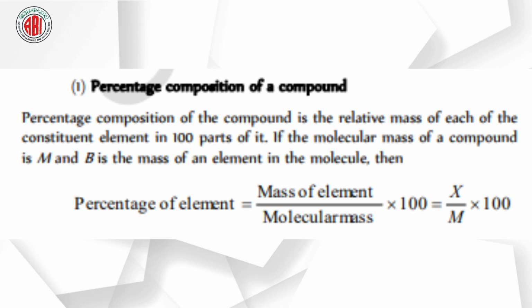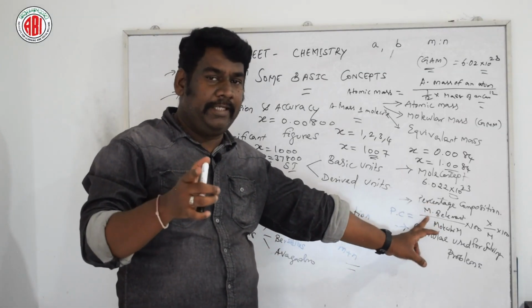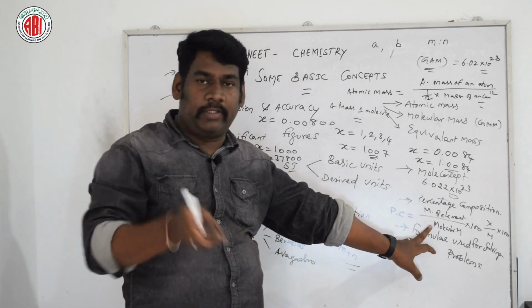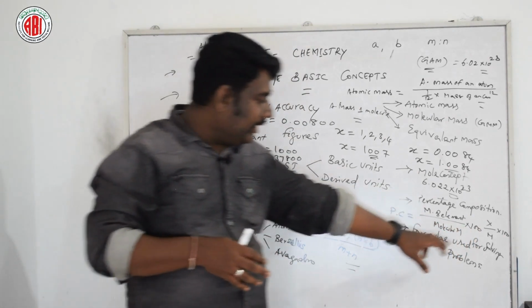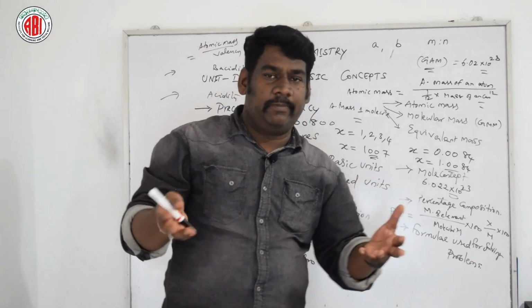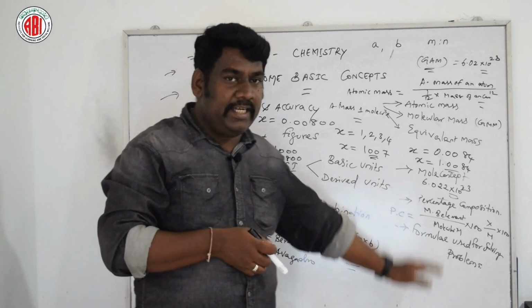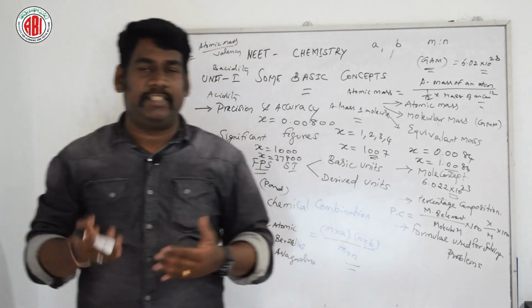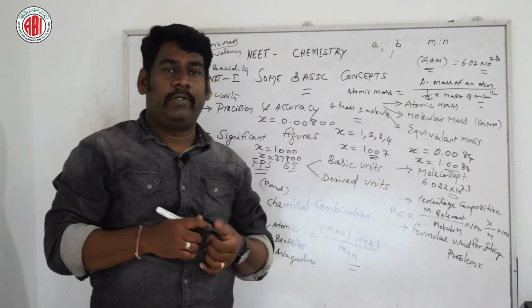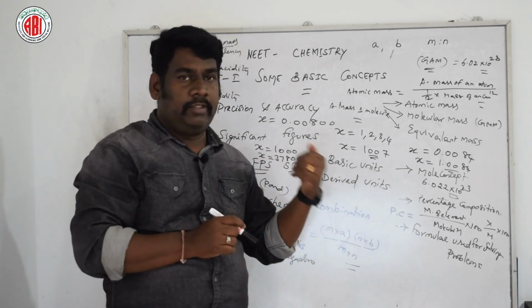Next one is about percentage composition. Usually we are using this formula: percentage composition is equal to the mass of the element by the molecular mass of the total compound into 100. We are using this for percentage. In a simple way, we can write x by m into 100, where x is nothing but the unknown mass of the element in the compound. This is about percentage composition. Again, in this we will discuss in detail mass percentage, volume percentage, mass and mass relationship, volume and volume relationship, and mass by volume relationship. We'll discuss the empirical formula and molecular formula. Very, very important. Based on this also we are going to solve a few numericals.